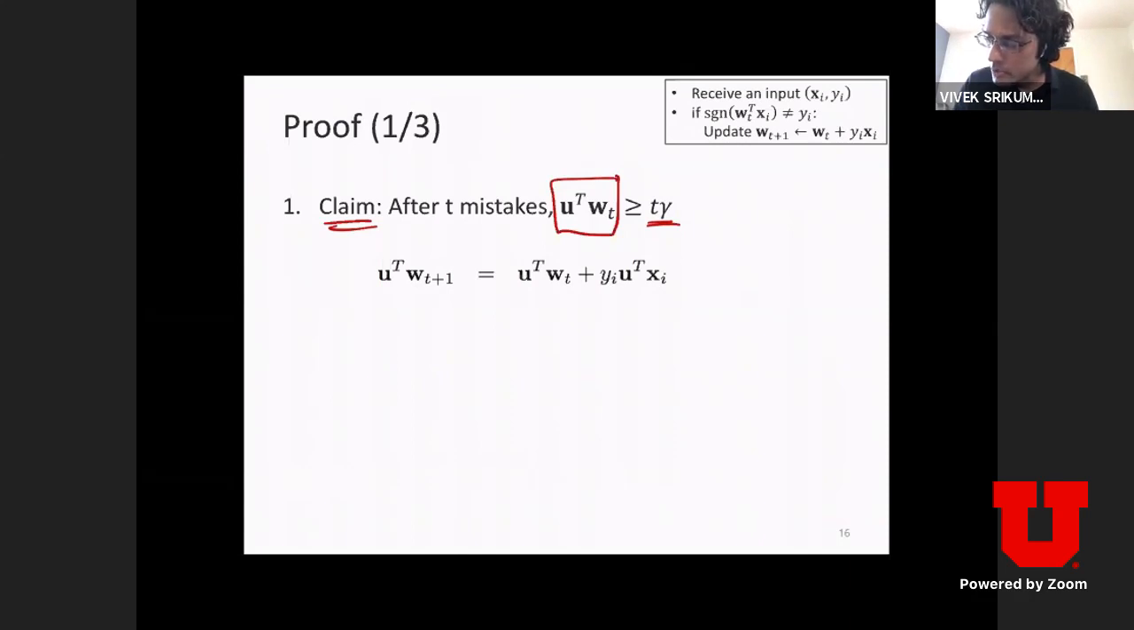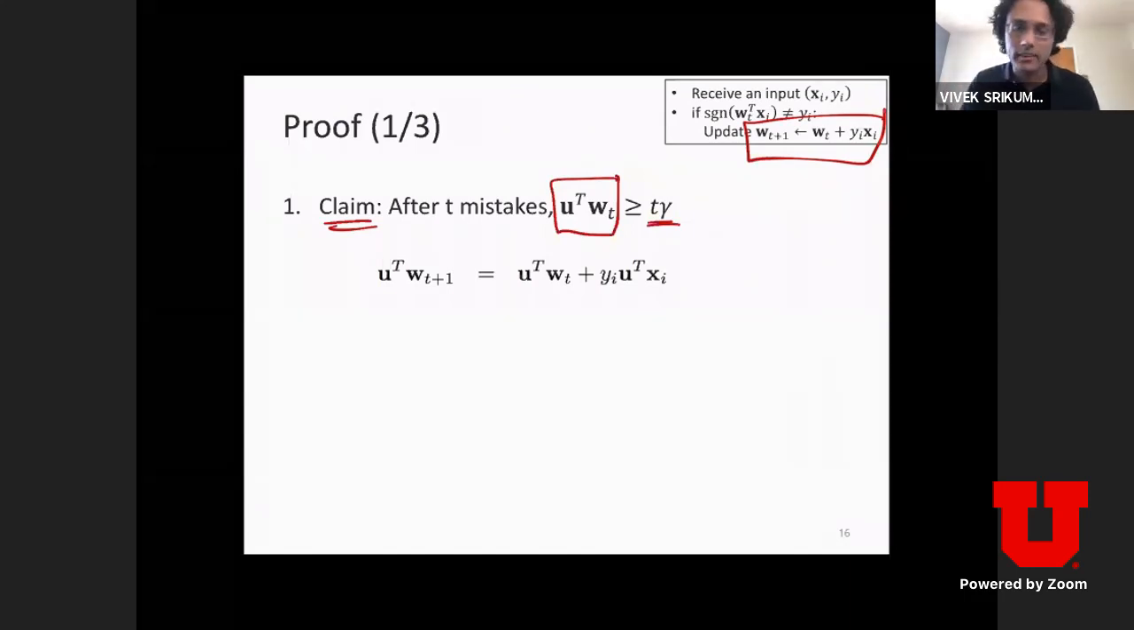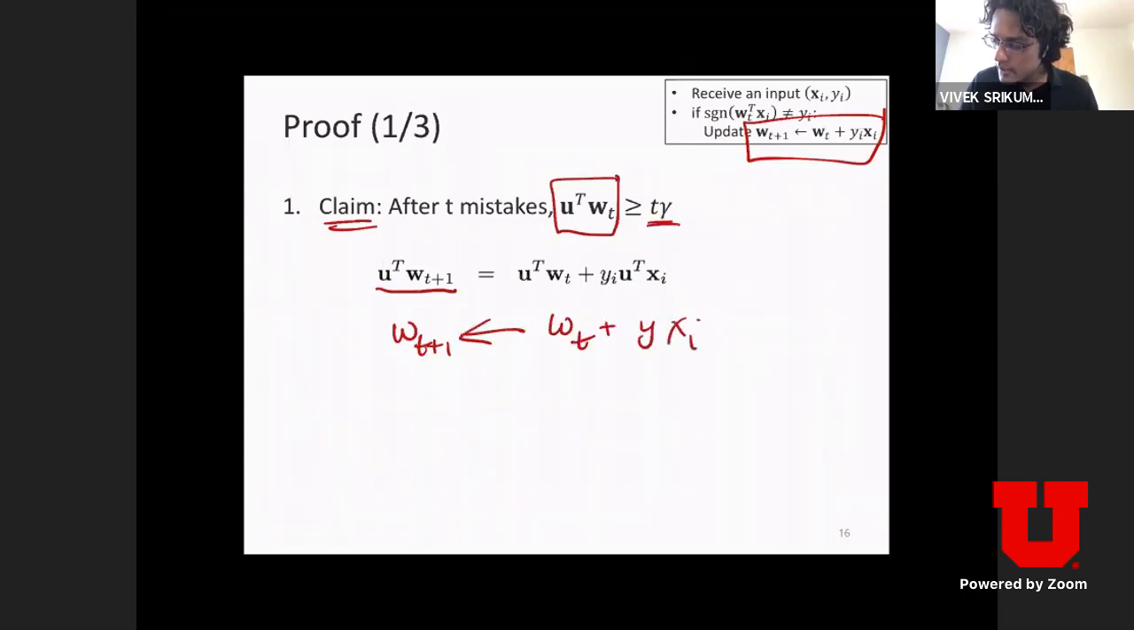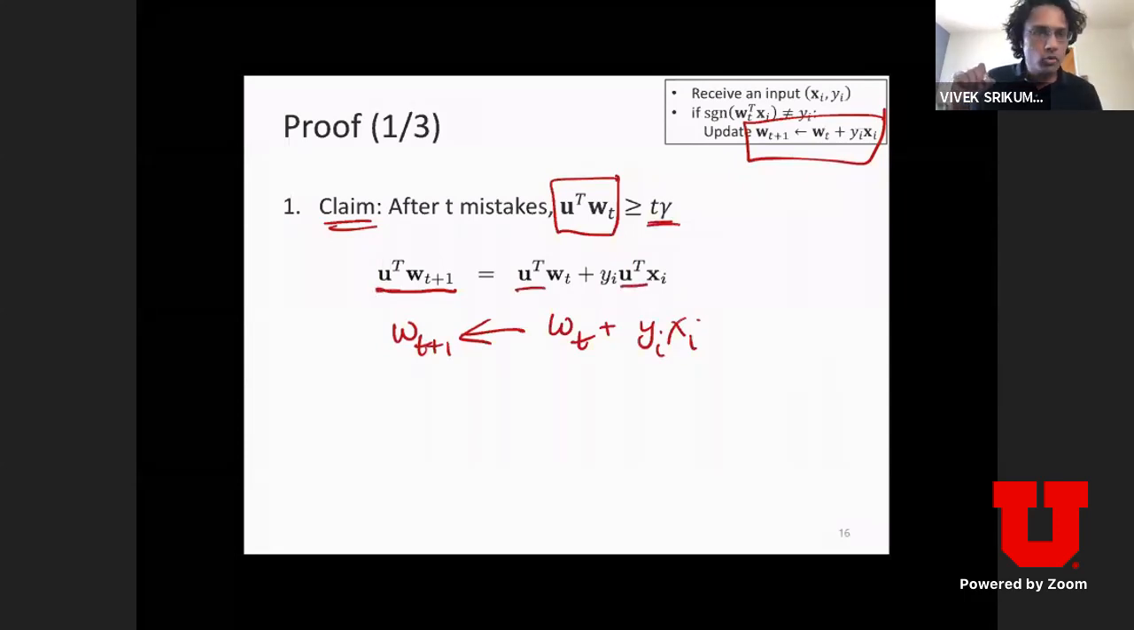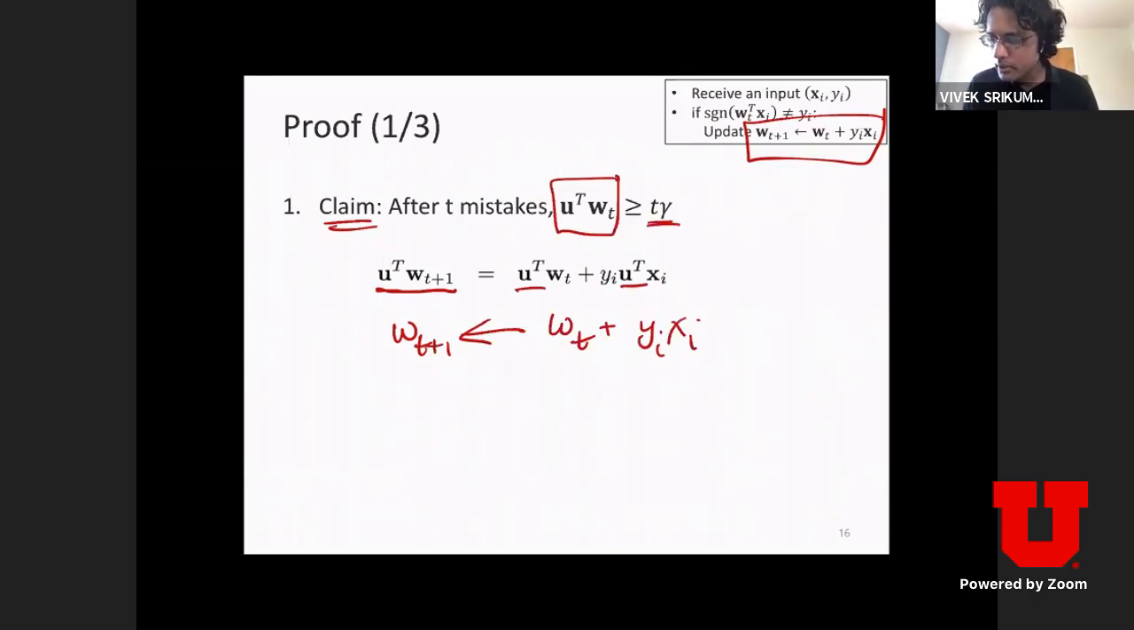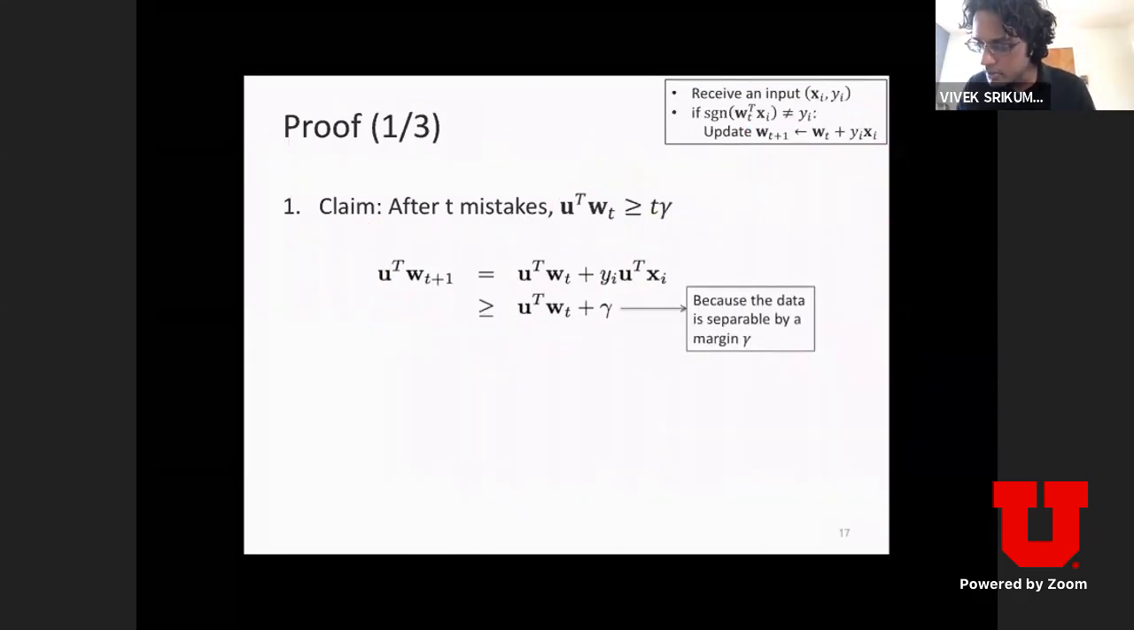First of all, we know that W_t is updated after the t-th mistake. It's updated in the fashion that's written here. So W_t becomes W_{t+1} by adding y times x. We can ask, what is the dot product of U and W_{t+1}? Because W_{t+1} is constructed from W_t plus y x_i, the dot product is simply you multiplying U throughout. So it's exactly this term. But notice that we know that the data is linearly separable. Not only is it linearly separable, we know that U is going to give it a margin of gamma.